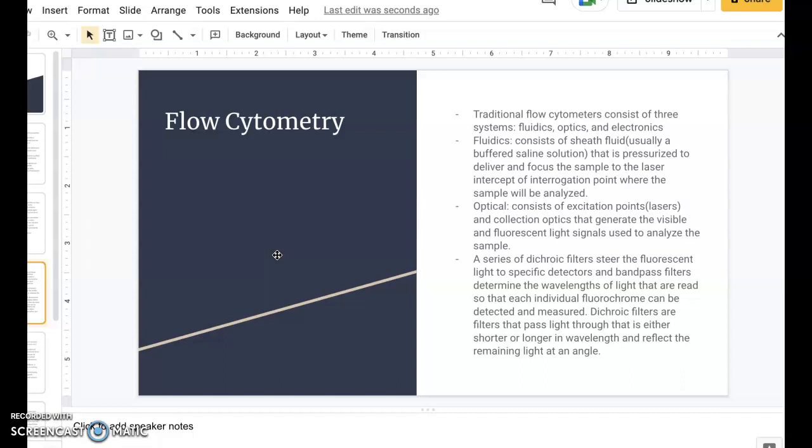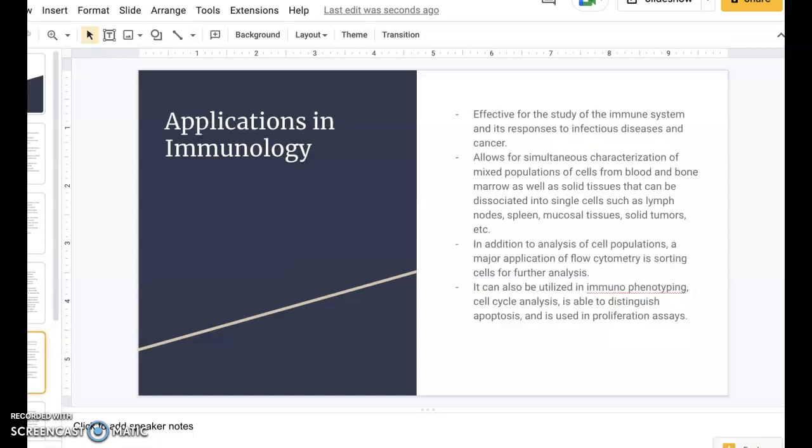And then a series of dichroic filters steer the fluorescent light to a specific detector, and bandpass filters determine the wavelengths of light that are read so that each individual fluorochrome can be detected and measured. The dichroic filters pass light through that is either shorter or longer in wavelength and reflect the remaining light at an angle. So that's how they measure different wavelengths of the sample that is given.